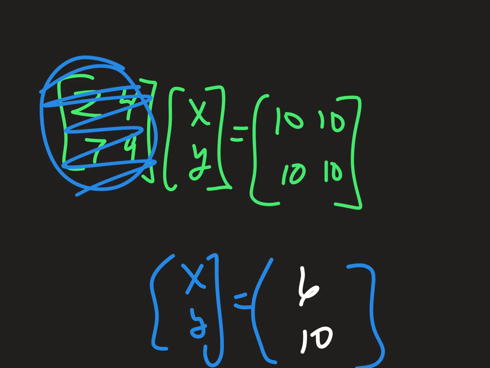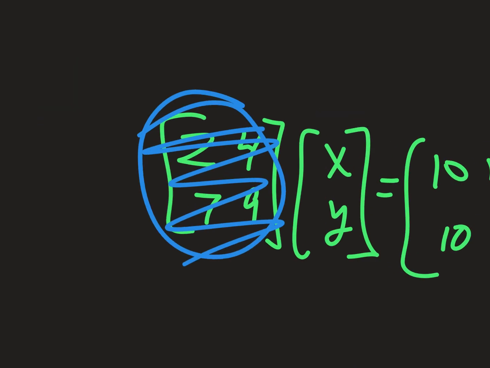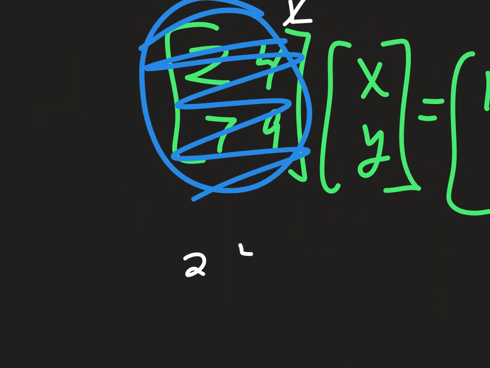All right, so if I'm trying to solve for x, y, and I had this problem, I'd need the inverse of this. So I'd like to do that one. 2, 4, 7, 9. Can you find the inverse of that, please?